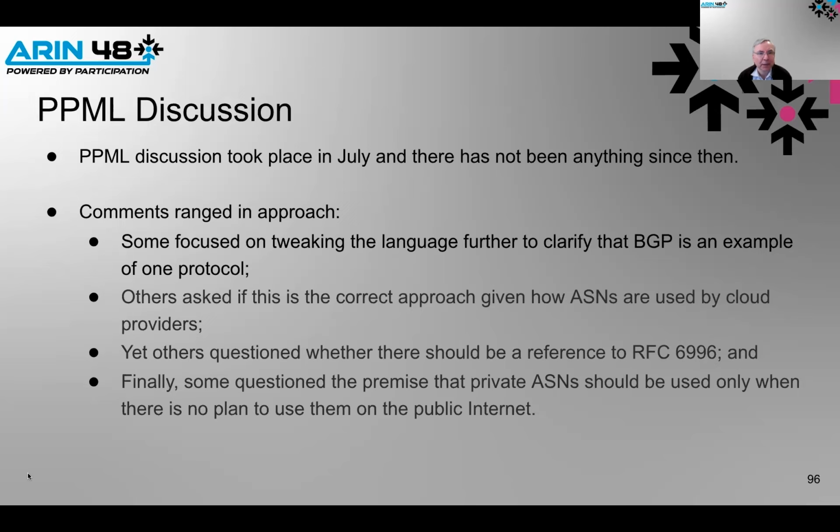Next slide, please. There's been a bit of discussion on PPML. It ranged as to scope and nature. It pretty much took place in July and everything's been quiet since then. Some of the language focused on tweaking the language to make it clear that BGP is just an example of one protocol. Others asked if this policy is the correct approach given how ASNs are used by cloud providers. Others questioned whether there should be a reference to RFC 6996. And some questioned the premise that private ASNs should be used only when there's no plan to use them on the public internet.